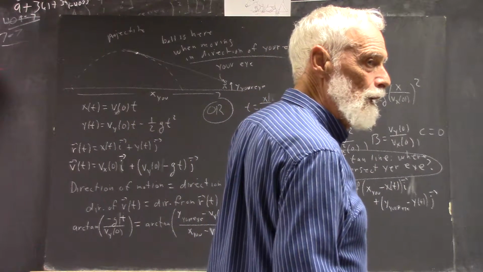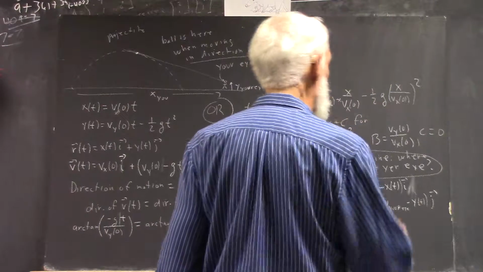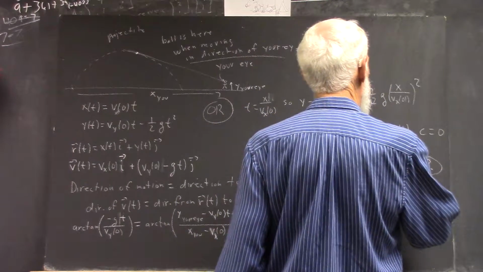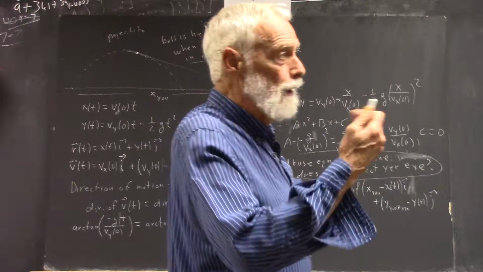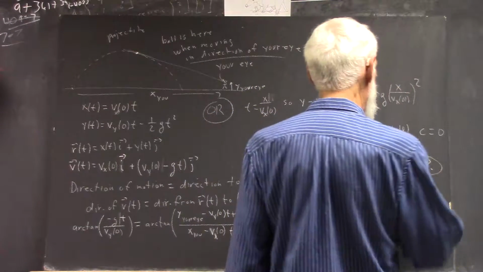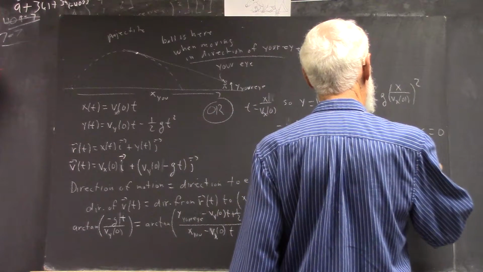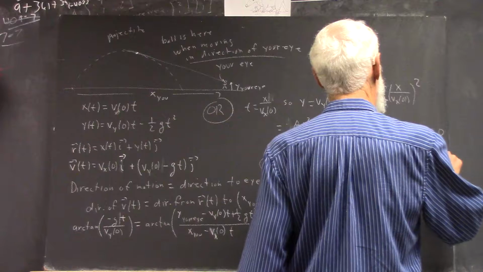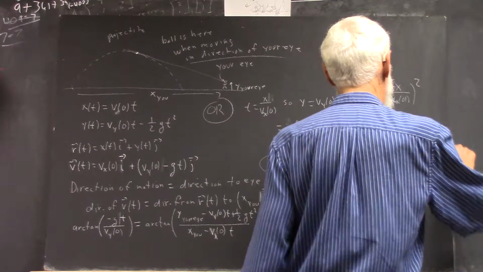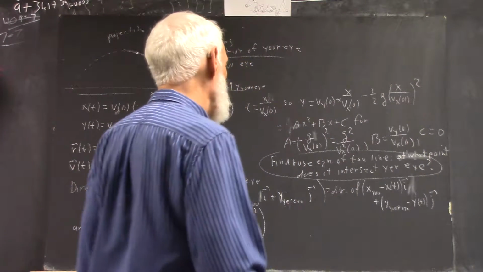Okay? At what point does it intersect your eye? Set where? Obviously, it intersects your eye at your eye, but at what point? On the curve.